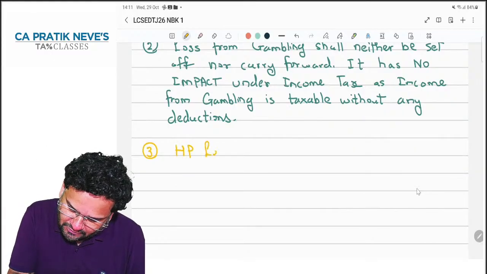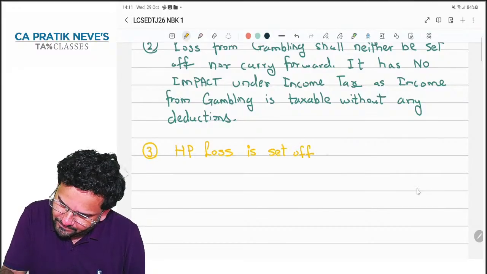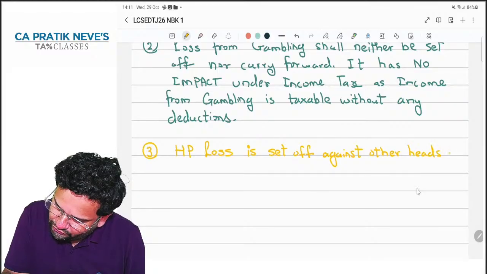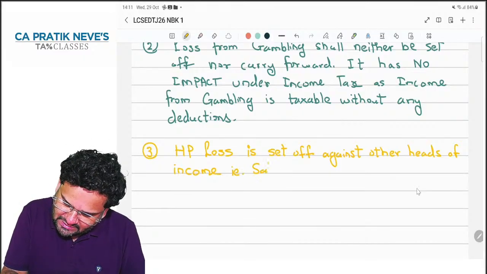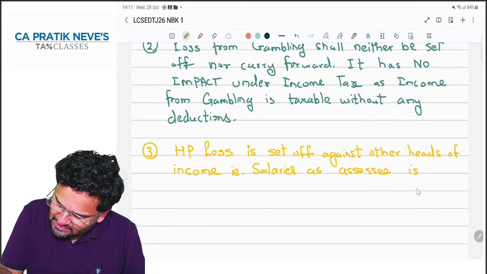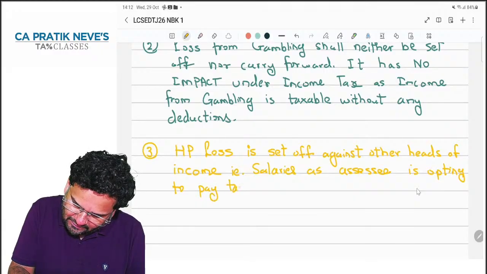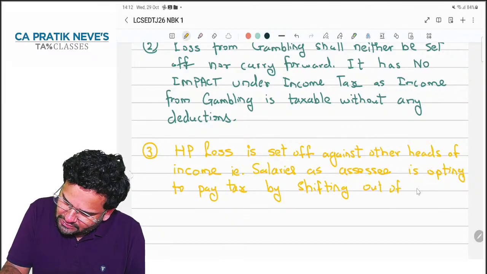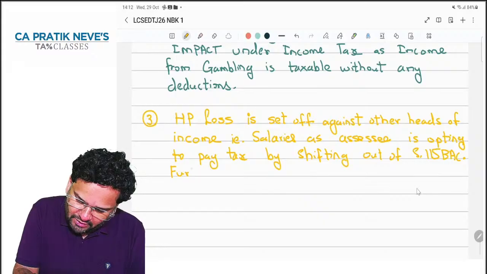See, HP loss is set off against other heads of income, that is in this case salaries, as assessee is opting to pay tax by shifting out of section 115BAC. Full stop. Continue.